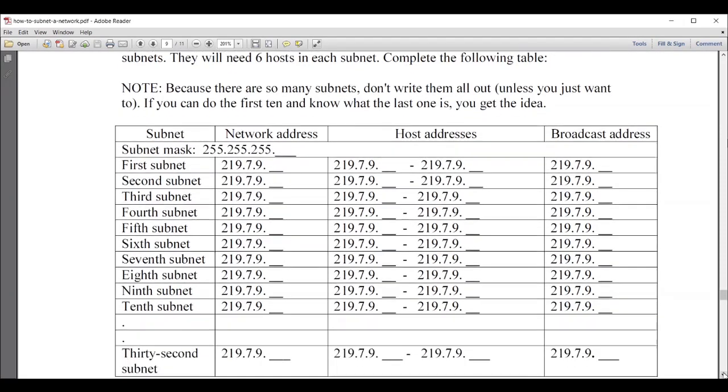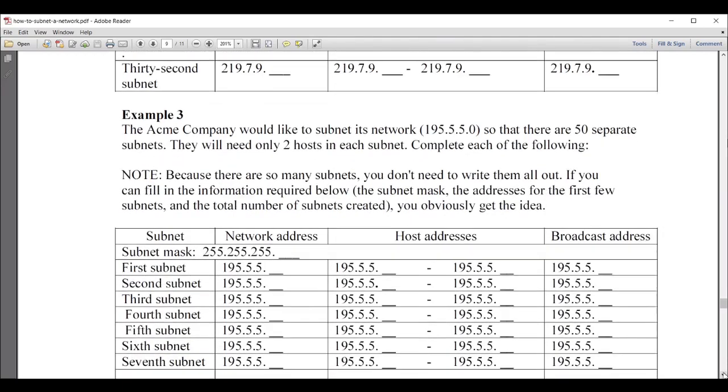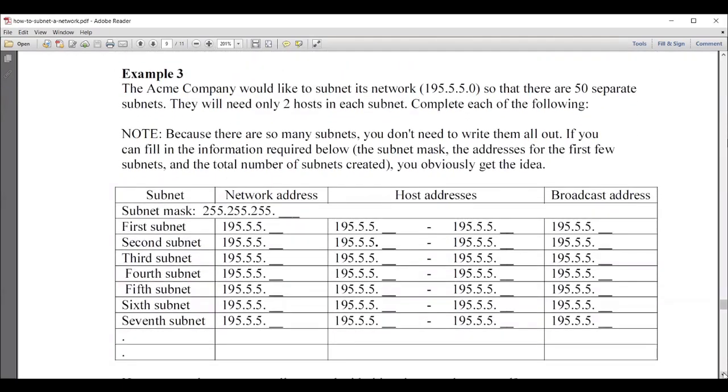So you can see another one. This also you can try. That is example 3. Right. This also you can try. So then we finish off that subnetting part.